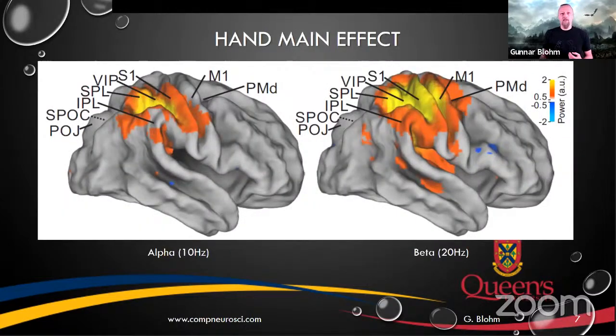Okay, so next we want to look at the whole brain map of where this happens. And this is shown 500 milliseconds prior to the movement. So here's what we see. We find that hand use related beta band activity changes in frontal parietal areas. And we also find alpha band changes in more posterior areas. And note that alpha band is typically associated with sensory processing.